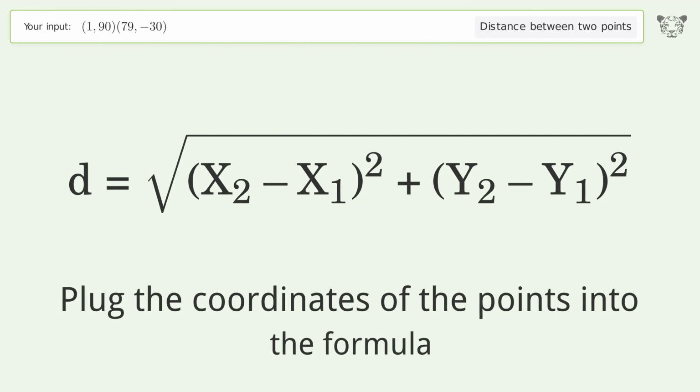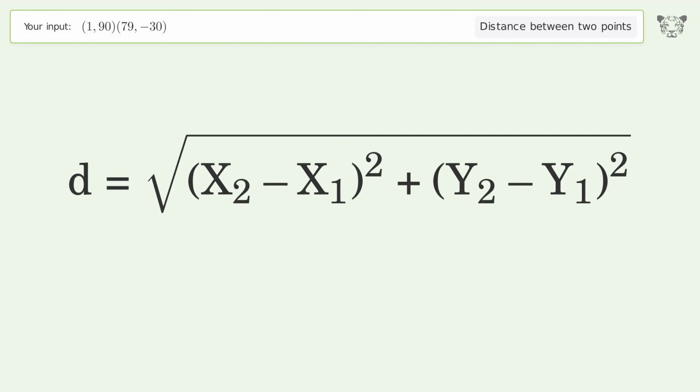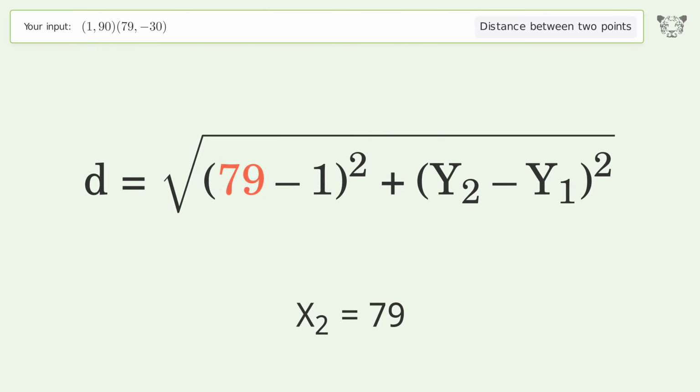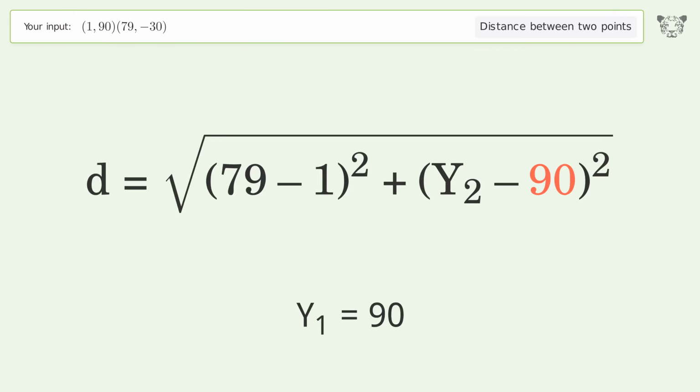Plug the coordinates of the points into the formula. x1 equals 1. x2 equals 79. y1 equals 90. y2 equals -30.